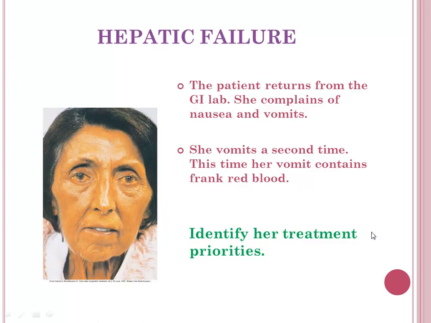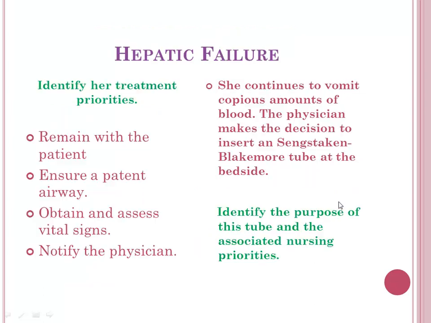So let's say our patient, we'll get back to a patient scenario. She returns from the GI lab after she's had vasopressin to control the esophageal bleeding, and she complains of nausea and vomits. When she vomits a second time, this caused another esophageal varice to burst or rupture, and this time her vomit contains frank red blood. Now, what are the treatment priorities?